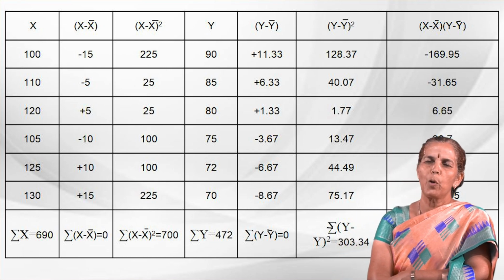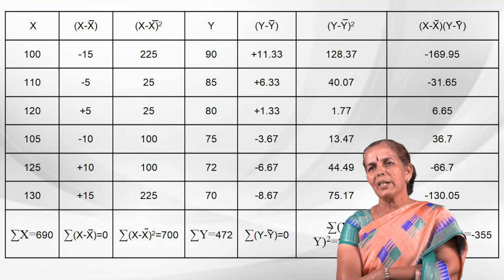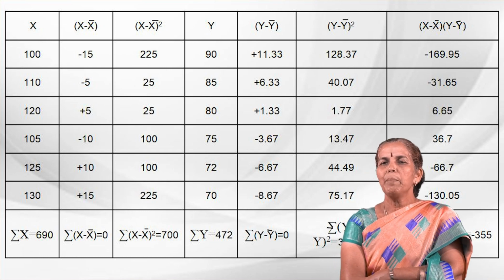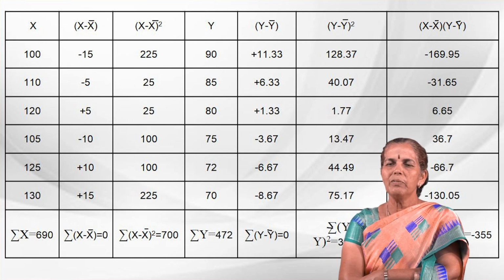After that, we have to square this deviation. That is 225, 25, 25, 100, 100, 225. We sum up this part. This part is necessary to find the standard deviation of x.